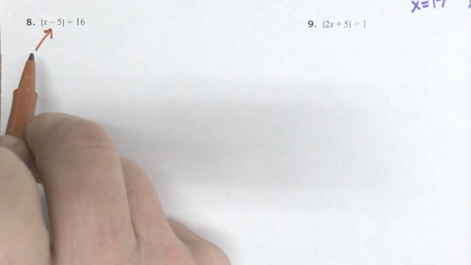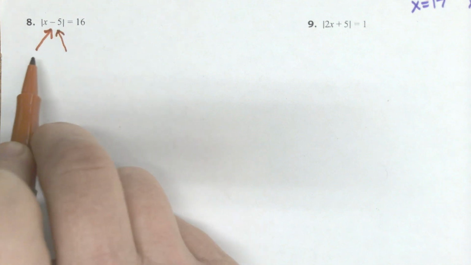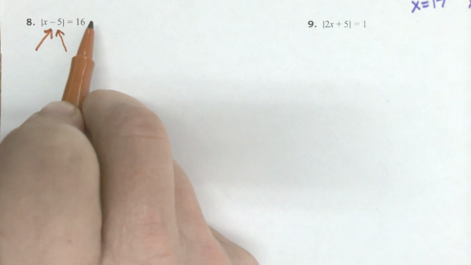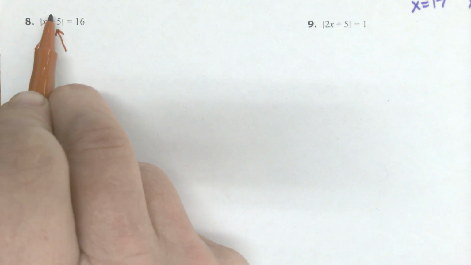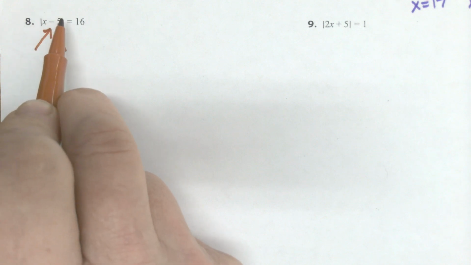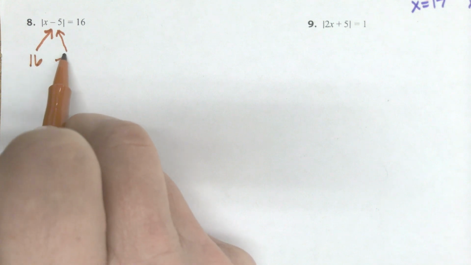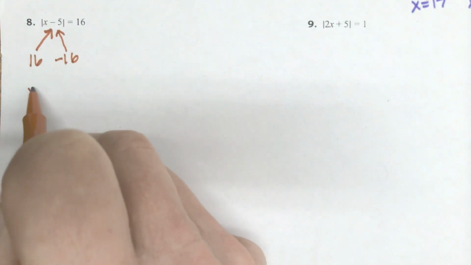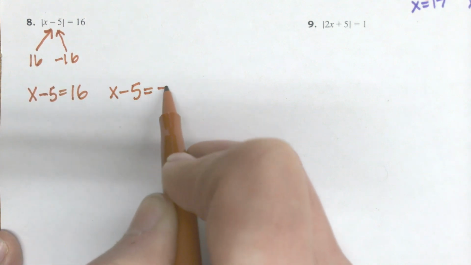So talk to me. What are the two things x minus 5 could be in order to produce this answer 16? I don't want to know what x is. I want to know what x minus 5 has to be. What does the inside have to be in order to have an absolute value of 16? Positive 16 or negative 16. So that's how I'm going to set up my equations: x minus 5 is positive 16 or x minus 5 is negative 16.